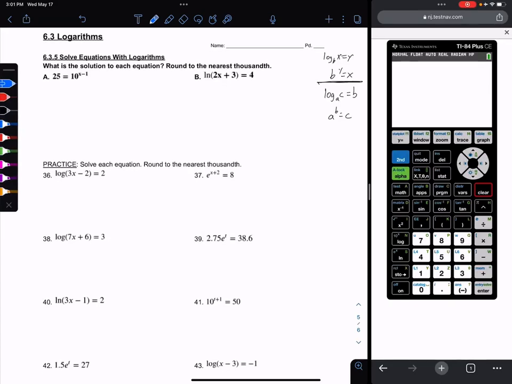In this video, we're going to look at how to solve equations with logarithms. So we're asked what is the solution to each equation, and we are told to round to the nearest thousandth. In part A, we have 25 is equal to 10 raised to the x minus 1 power.